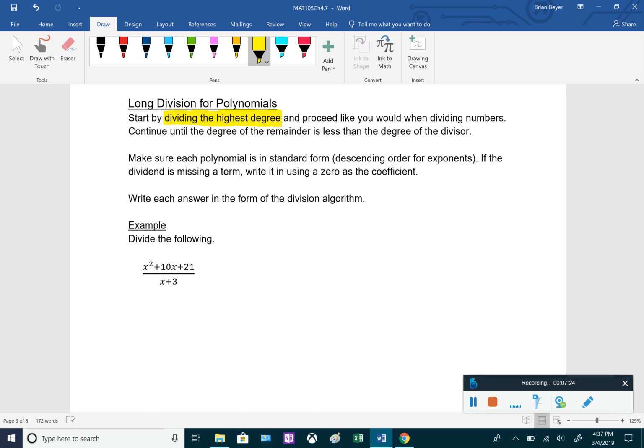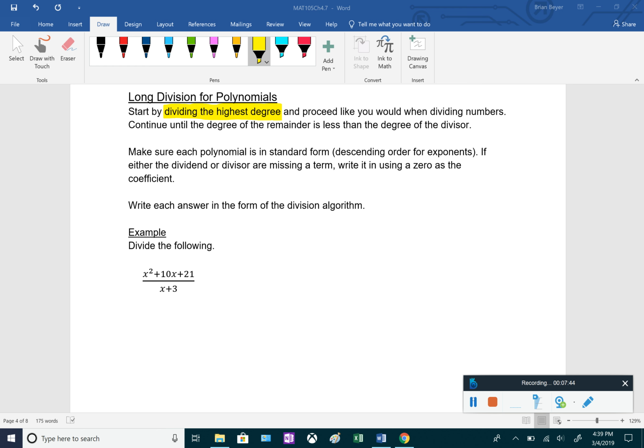We're going to keep doing this until the degree of the remainder is less than the degree of the divisor. And when we're setting these up using long division, we have to make sure each polynomial is in standard form, which is descending order for the exponents. And if the dividend or the divisor is missing a term, we're going to write in the term using a 0 as the coefficient. So I'll mention that again once we get there. And then we're going to write each answer in the form of the division algorithm. So let's do this example.